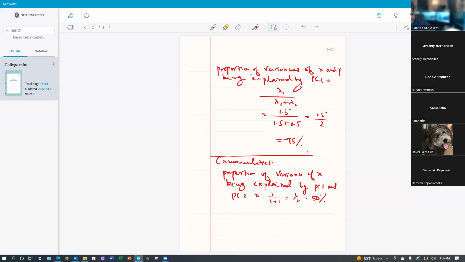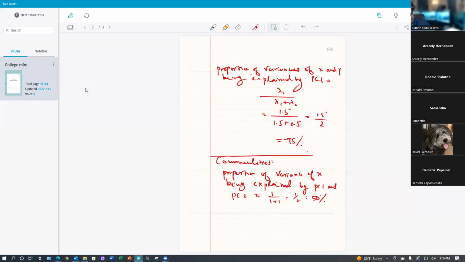50%. Same way, you can write the same thing for y as well. In a similar fashion, you can write the same thing for y. Here, the proportion of variance of x and y being explained by PC1. Here, the proportion of variation of x being explained by PC1 and PC2 together is called the communality.